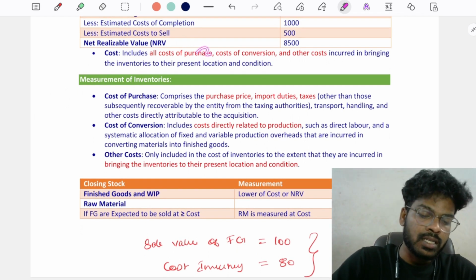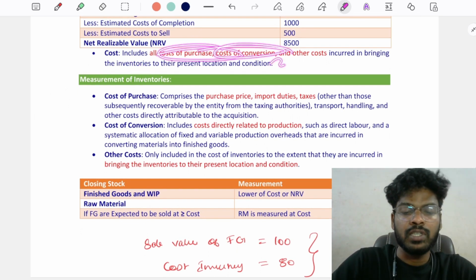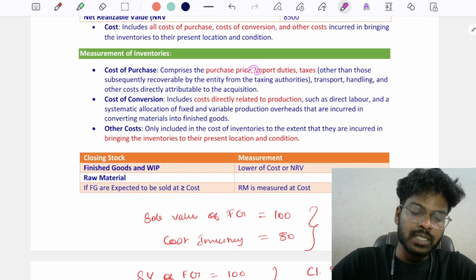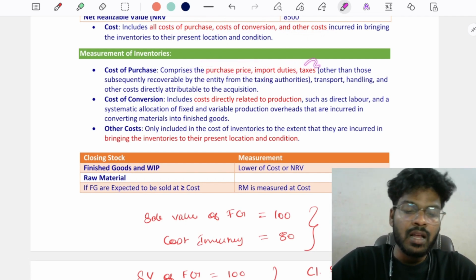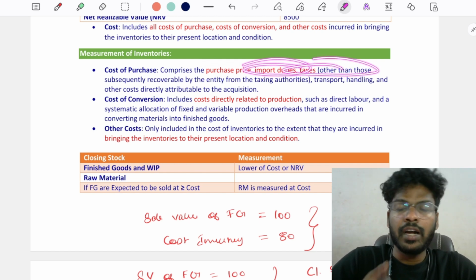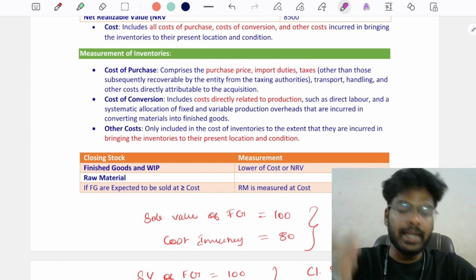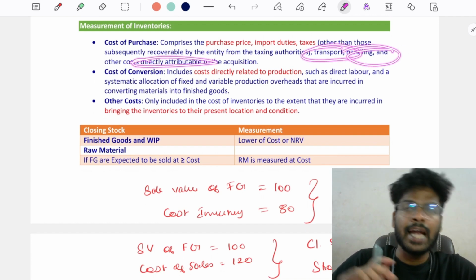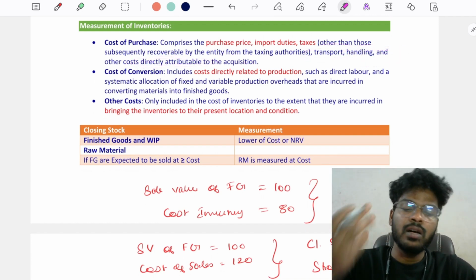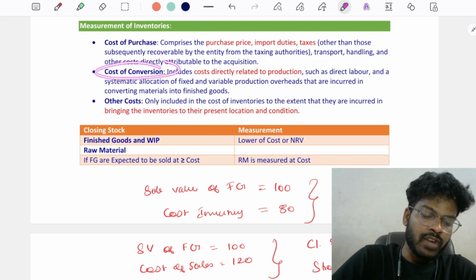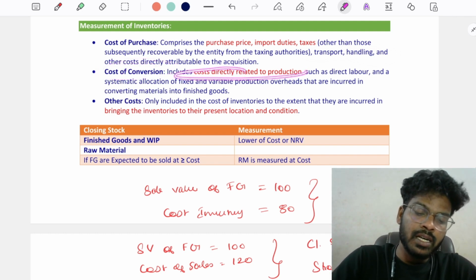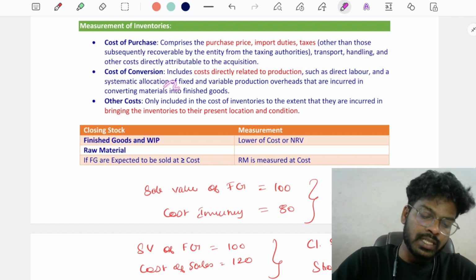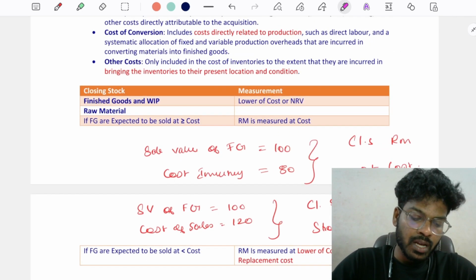What do you mean by cost? Cost is the cost of purchase, cost of conversion, and other costs. What do you mean by cost of purchase? Cost of purchase comprises the purchase price of the material, import duties paid, non-refundable direct and indirect taxes, transportation cost, handling cost, and other costs directly attributable to the acquisition of inventory. Next is cost of conversion. Costs of conversion are costs incurred directly in production, such as labor cost and fixed and variable overheads.